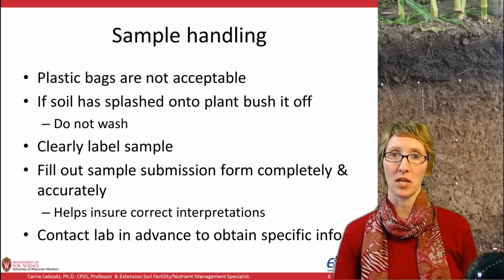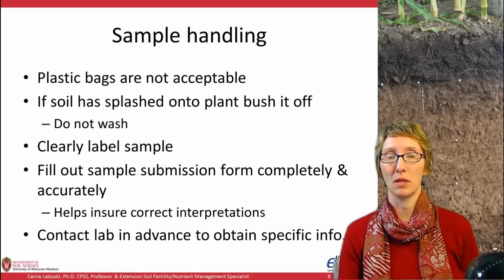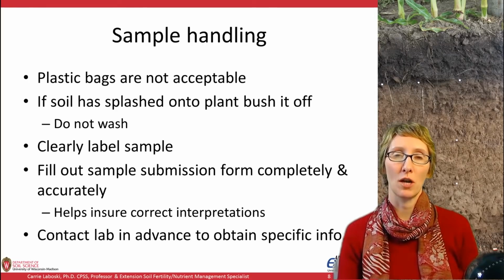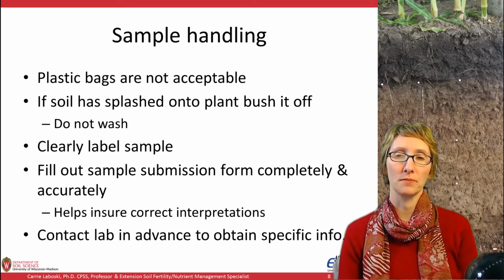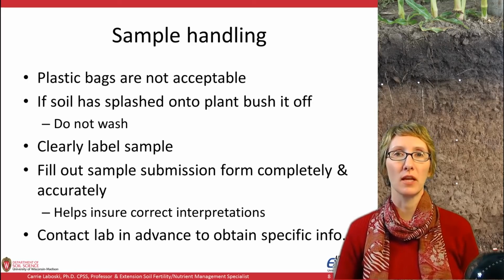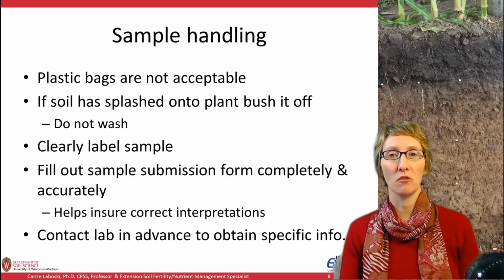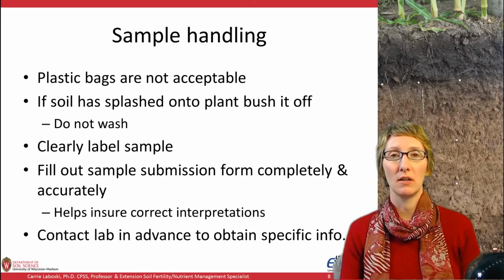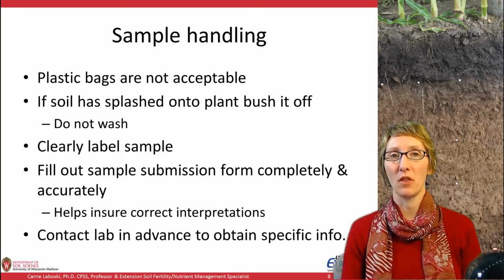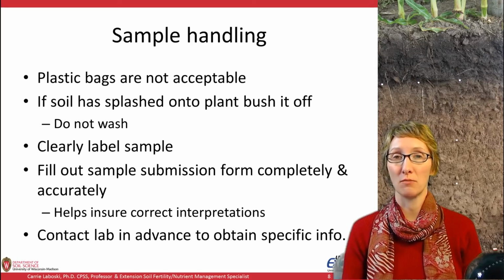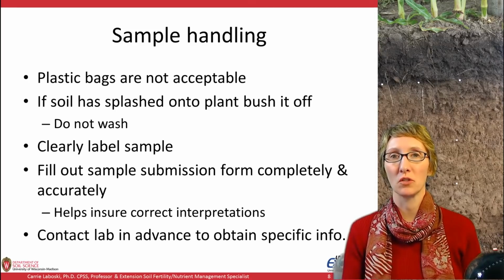You need to clearly label your samples, as with anything else, and fill out the submission forms completely because that does help in the interpretations, especially with a crop like corn where you've got interpretations for a few different growth stages. And I think it's really important that before you take a sample, you know what lab you are going to send the sample to, and you've talked to them in advance, because they may have more specific information or methods of how they want you to handle the sample and submit it. Following their protocols to make sure you get a good result is really important.